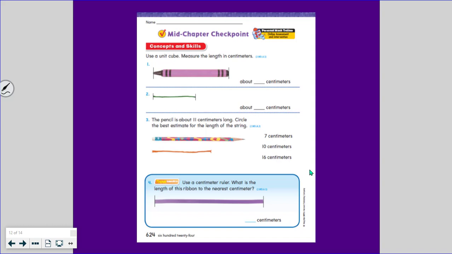All right, number 4 is the Think Smarter problem. This time you are going to use a ruler. It says use a centimeter ruler. What is the length of this ribbon to the nearest centimeter? So again, measure the ribbon.